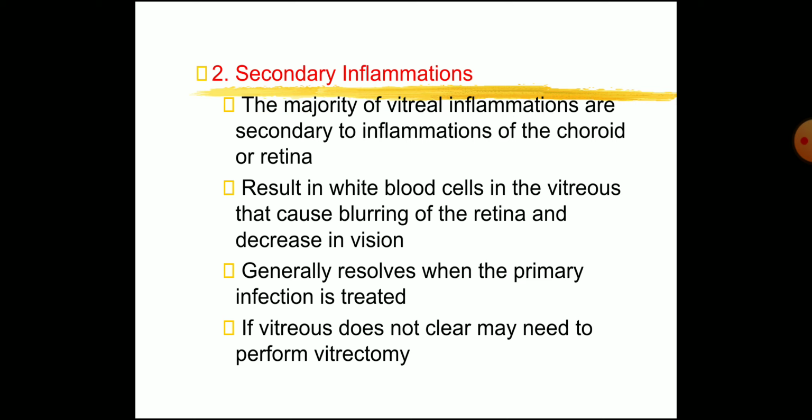It generally resolves when the primary infection is treated. We already said that it is a secondary inflammation due to infection in the retina or choroid. So with antibiotic treatment, if the infection is controlled in the retina or choroid, naturally the inflammation in the vitreous will also subside. If the vitreous does not clear, we may need to perform vitrectomy. So if it is not cleared by antibiotics, then sometimes surgery may be required.